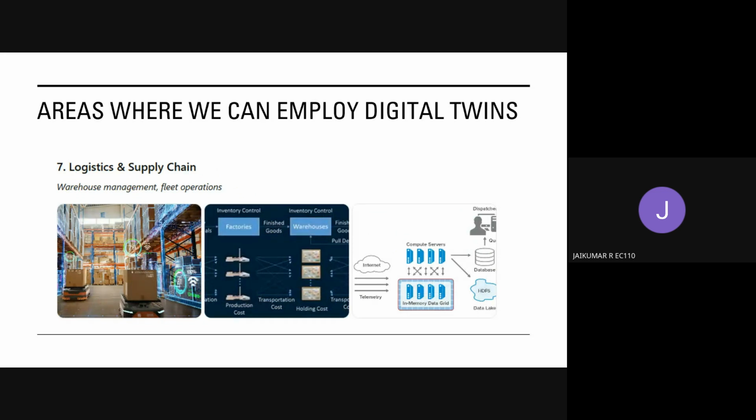And then the next one is logistics and supply chain. This is a very critical thing in the manufacturing sector, and a very important thing in supply chain and logistics also. Okay, the warehouse management. If you have a digital twin of your warehouse management or fleet operation, that will reduce the operation cost of your industries and factories.